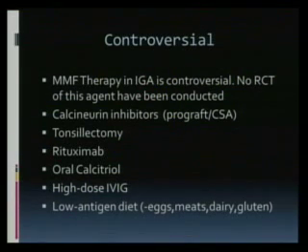IgA. MMF, I told you that the jury's still out on that one. Calcineurin inhibitors, they've actually looked at high-dose IVIG. So all of these other things that I'm telling you here are still controversial. There haven't been large randomized controlled trials that tell us that these are efficacious in treatment for it.